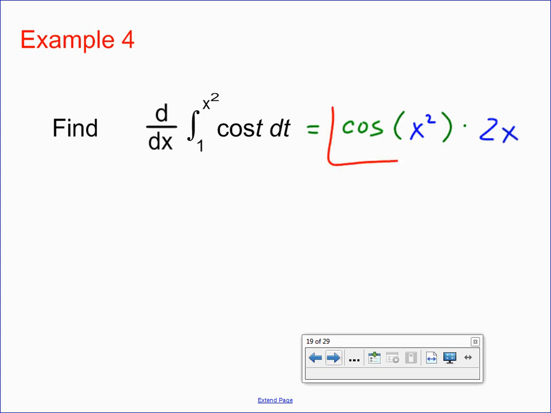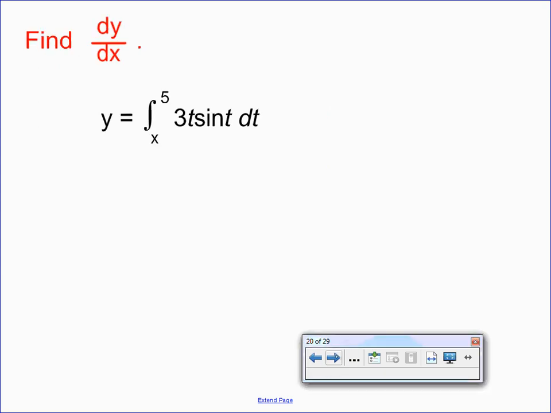So we can now find the derivative of an integral defined expression, whether my limits are variable terms, or just x, or a composite function. So then, what happens if we had the integral from x to 5 of 3t sine t with respect to t? What's different about this function? What's different about this one?